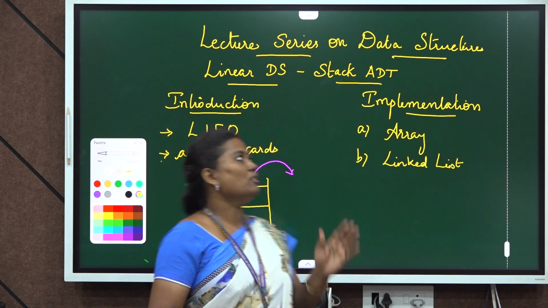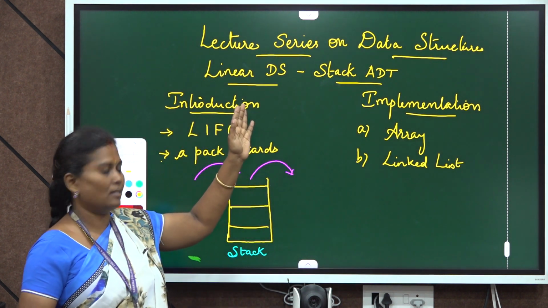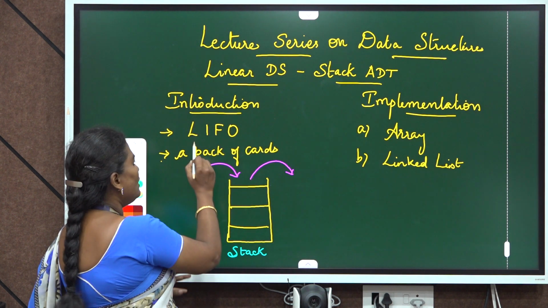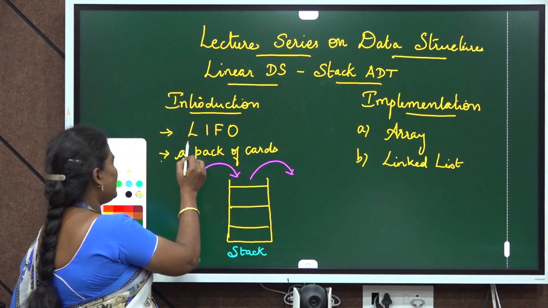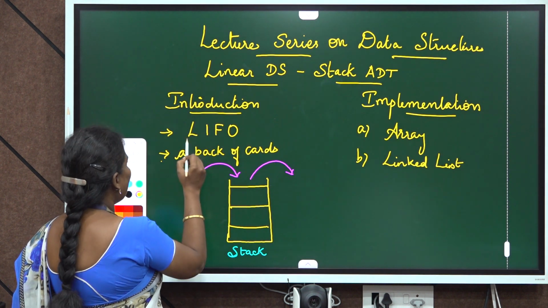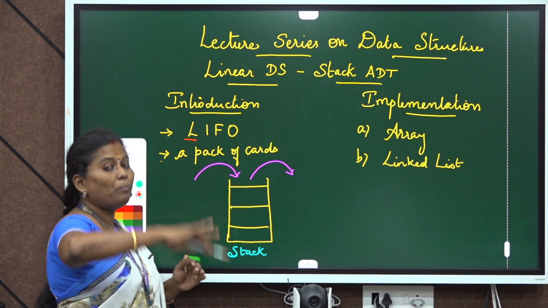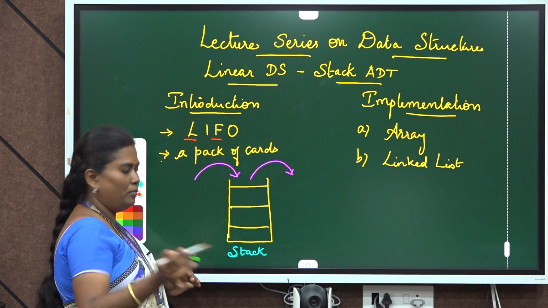With that point, we will start with Stack ADT, which is one kind of linear data structure. This Stack ADT works with the principle of last in, first out. This is nothing but the element which is inserted last will be removed first. So, removed first, that is what last in, first out.